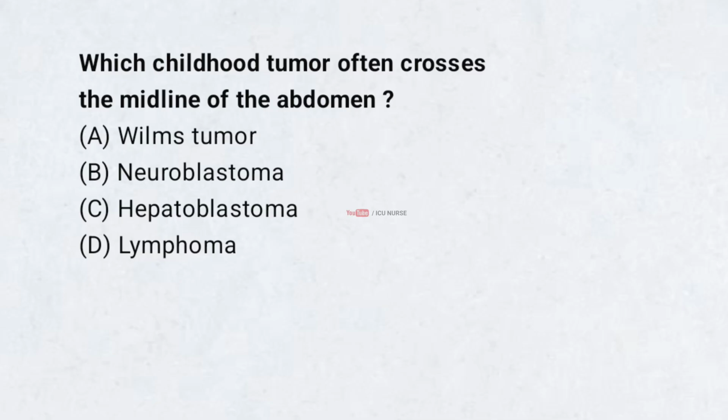Which childhood tumor often crosses the midline of the abdomen? A. Wilms tumor, B. Neuroblastoma, C. Hepatoblastoma, D. Lymphoma. Correct answer B. Neuroblastoma.